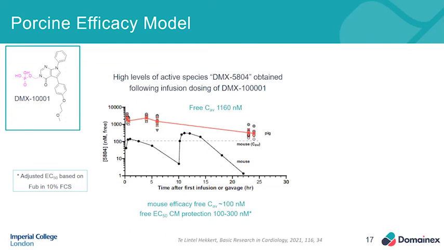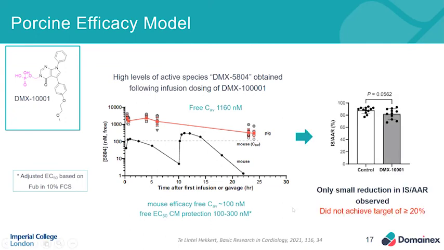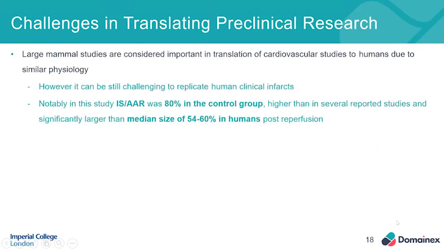So compound was scaled up, and unfortunately, we only observed a small reduction in infarct size relative to the area at risk in this study. And I guess this, although obviously very disappointing, does allude to some of the challenges associated with trying to develop cardioprotective agents, particularly in the context of myocardial infarction, some of which I'll just touch upon on my last slide. So, as mentioned, there are a number of challenges in translating this sort of work into clinical trials.